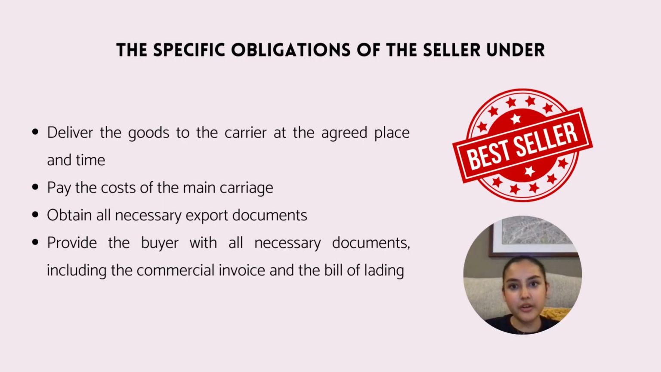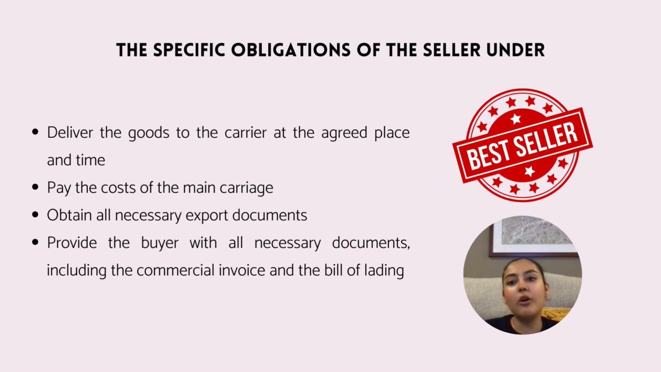And now we're talking about the specific obligations of the seller under CPT. The first one is to deliver the goods to the carrier at the agreed time and place. This mostly ensures that the goods are properly delivered to the party responsible for transporting them to the buyer. The second one is to pay the cost of the main carriage. This covers the expenses associated with transporting the goods from the seller's location to the agreed destination.